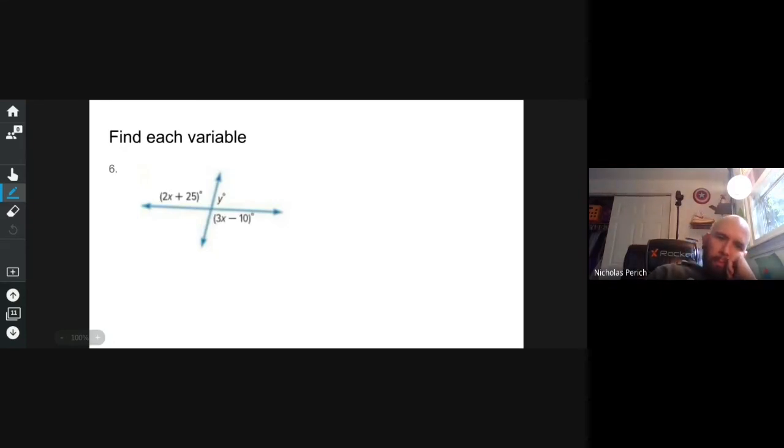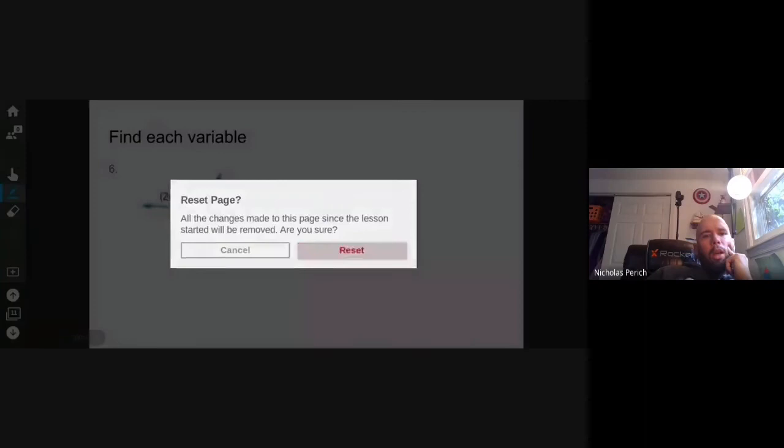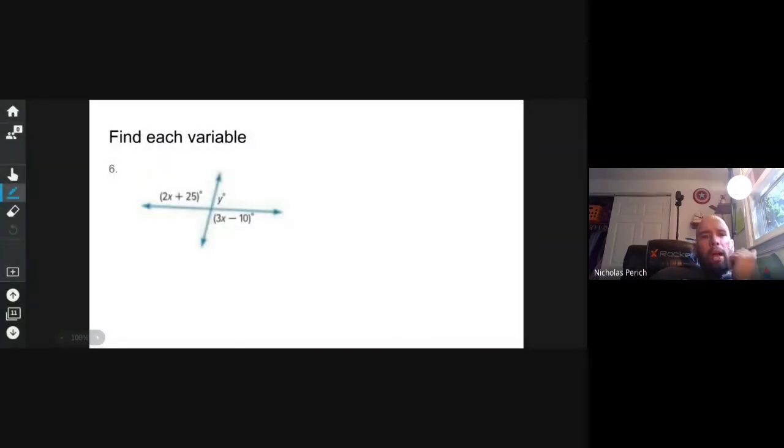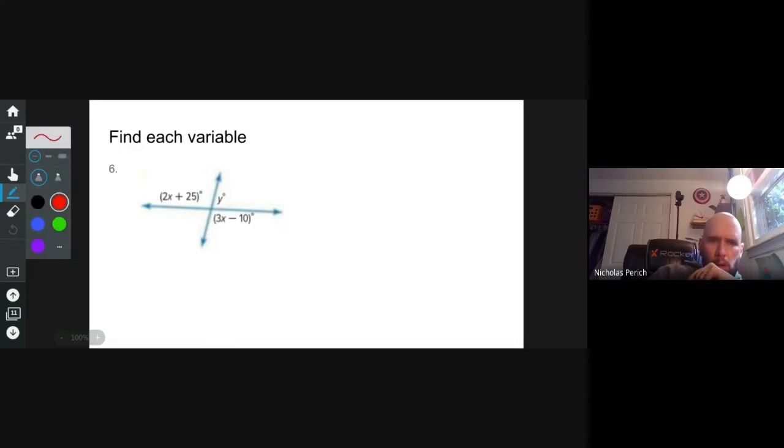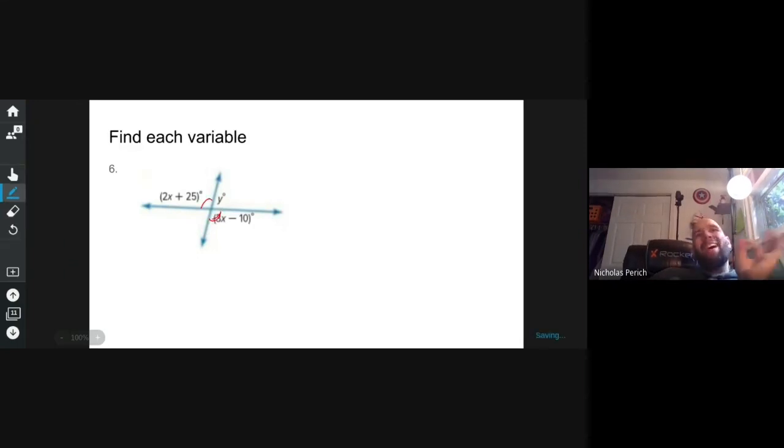First off, if I set those up, if I added those and set them equal to 180, will that help me in any way whatsoever? Yes or no? Somebody say no, because that would be X and Y. How about we do this? If I see two vertical angles here, and the vertical angles only have X's to deal with, why not set them equal to each other?